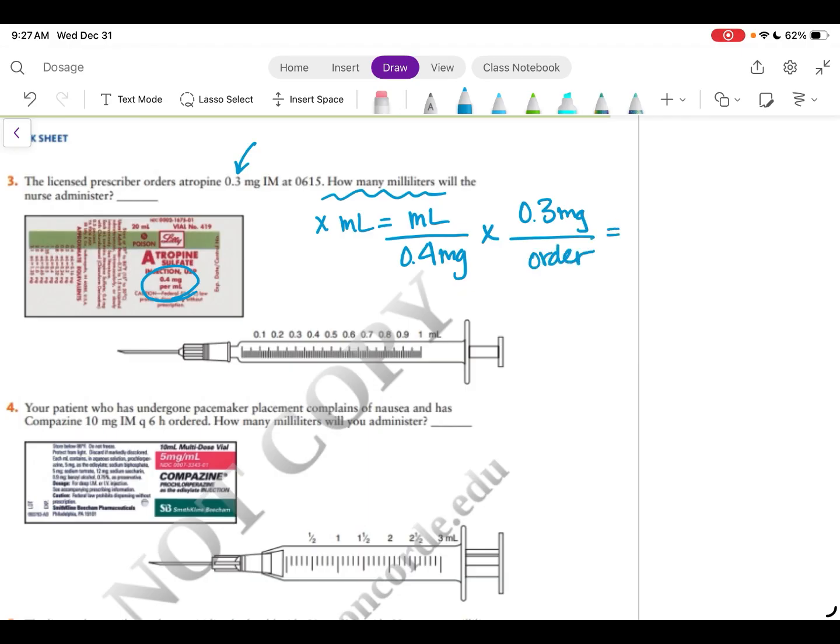Right? So then 0.3 divided by 0.4 should give you 0.75. Again, the question didn't ask me to round, so I'm not going to round. Okay? Because on this syringe, technically you could get 0.75. That's why none of these questions so far have asked us to round. Because using a small enough syringe, you could get that hundredths place.